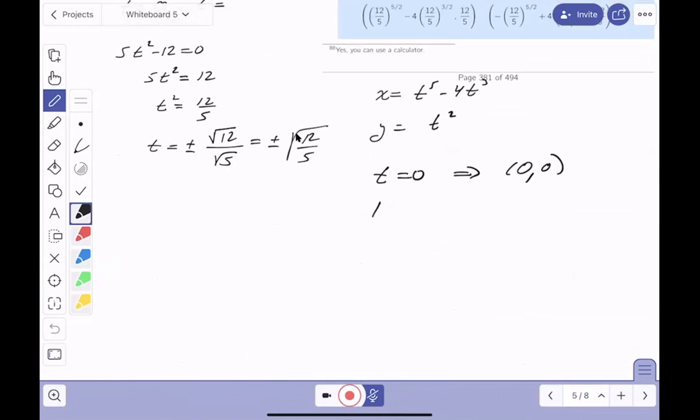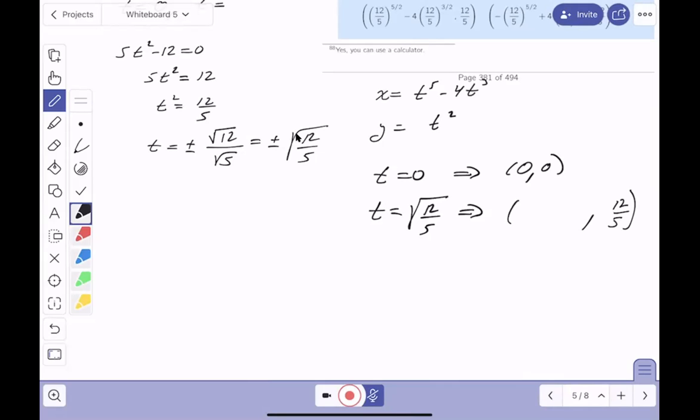Now let's plug in another point. Root 12 over 5. Well, I got to be honest with you, the y is really easy to do. And what do you get? The y would just be 12 fifths. We'll check it with the key later, and we'll also look at the picture.